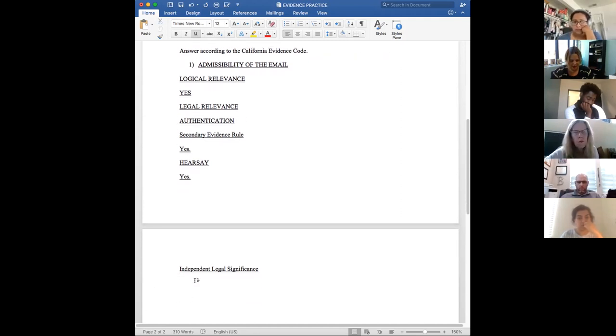Ginger, can you give me the analysis there? Why is this independently legally significant? In a civil case, defamation is, because the case is about defamation, and the statement is the defamation, right? Onto itself, it has independent legal significance, separated from it being a hearsay statement.